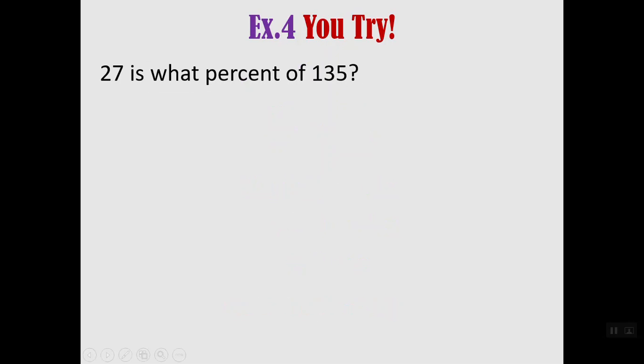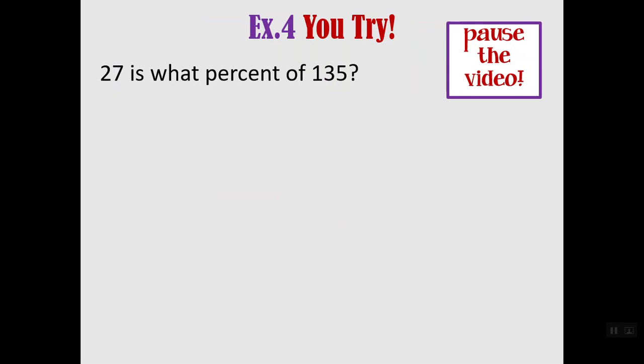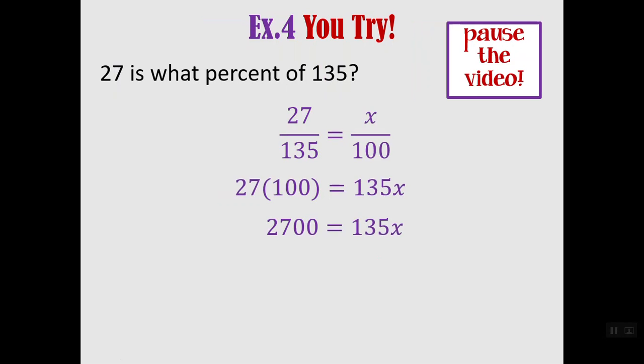All right, example 4, I'd like you to give it a try. Pause the video and go ahead and do this one, and then come back and see how you did. All right, let's take a look. Here's our proportion. 27 is what percent of 135? We don't know the percent, so that's x over 100. Of 135 goes in the denominator, 27 goes in the numerator. We cross multiply, we get x equals 20. So 27 is 20% of 135. Remember, when you write that answer, you need to write the percent sign, 20%.